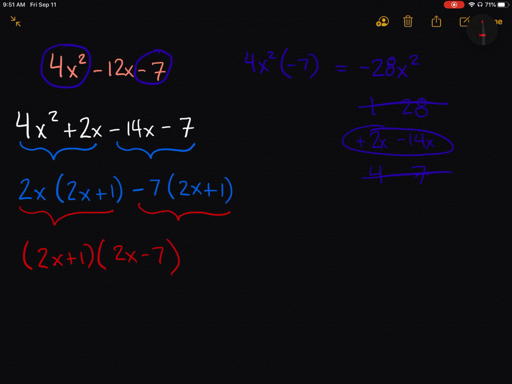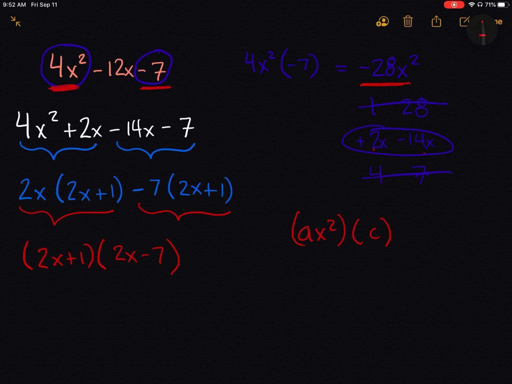So again, that process, if we're starting over, the first step is to multiply the x squared term and the c term. So we're really multiplying ax squared times c. That's our first step, and that's how we got the negative 28x squared. After that, we found the factors of this negative 28x squared that would add or subtract to give us negative 12, which is how we got 2x and negative 14x.